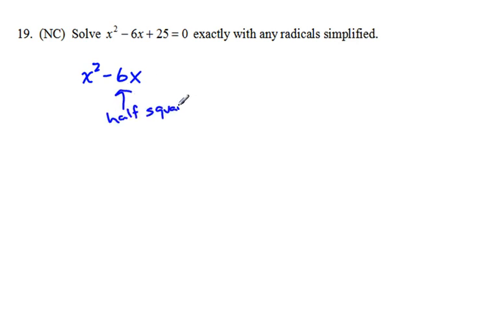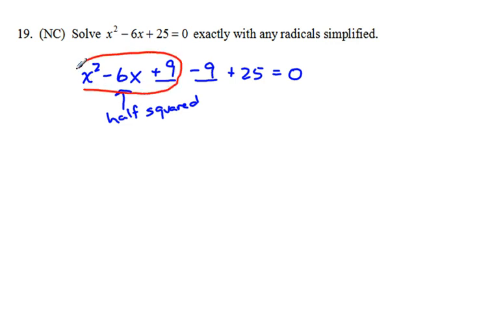So half of 6 squared is 9. We add 9, but of course, if we add 9, we need to balance it out with subtracting 9, plus 25 equals 0. Now we're going to take this part, the x squared minus 6x plus 9, and factor just that portion. So we get x minus 3 squared plus 16 equals 0. And we'll subtract 16. x minus 3 squared equals negative 16.